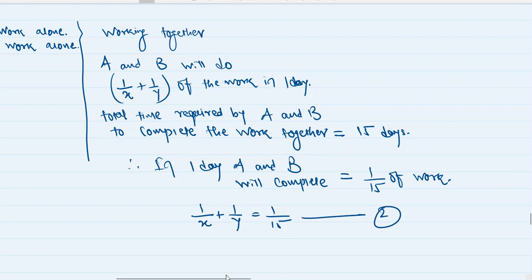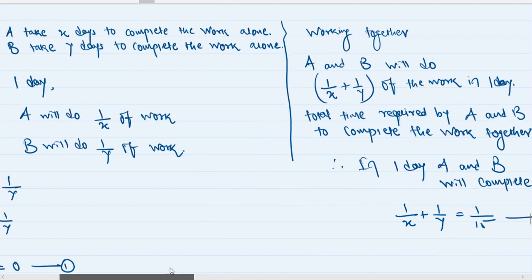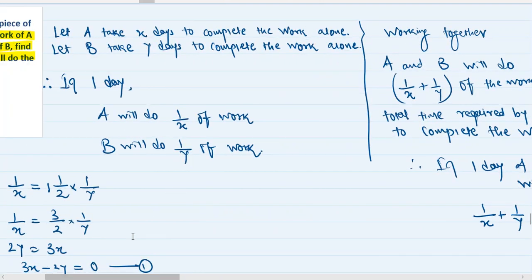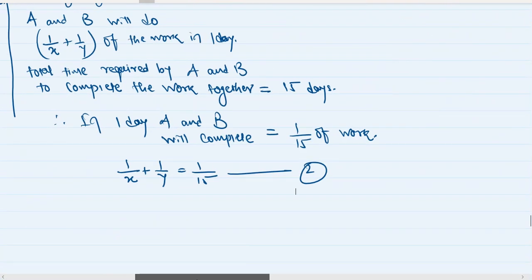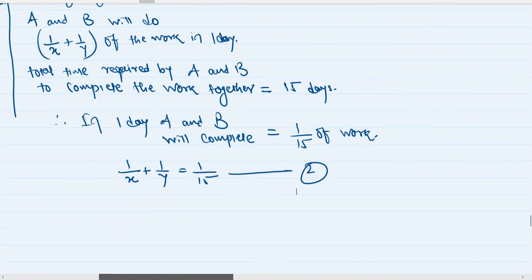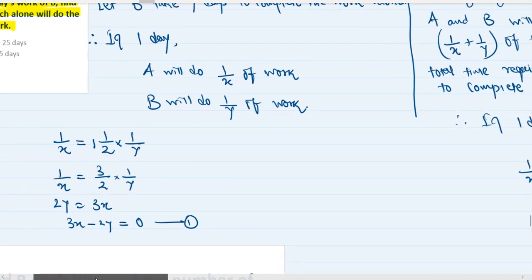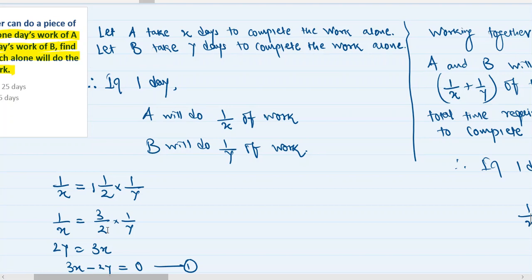You can use substitution here because you got a simple equation here. 3x minus 2y is equal to 0. That's the first part of the equation. And you've got a little complicated equation, but yeah, you can use substitution and you can find the values of x and y. That is the time required by A and B to complete the work alone.